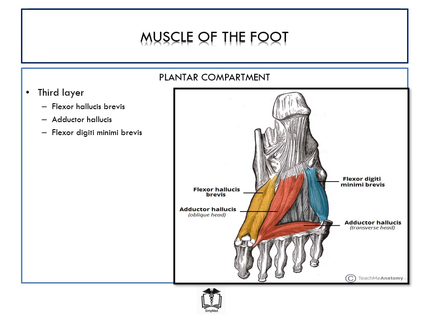The third layer contains three major muscles. These are the flexor hallucis brevis, the adductor hallucis, and the flexor digiti minimi, all shown in the image here. The flexor hallucis brevis is supplied by the medial plantar nerve, whereas the adductor hallucis and the flexor digiti minimi brevis are both supplied by the lateral plantar nerve.